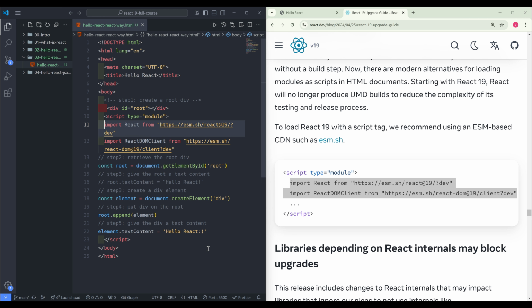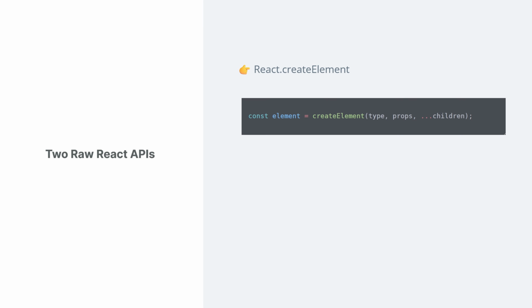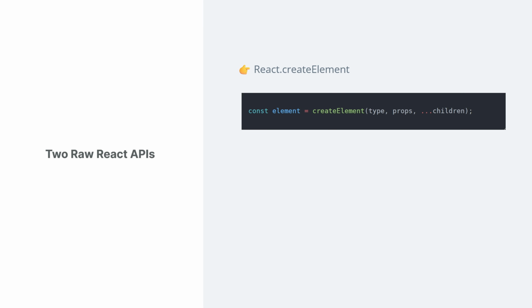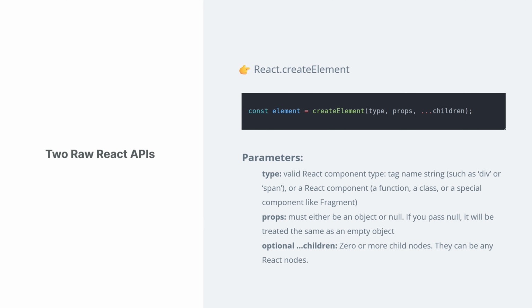This time, we'll use two classic React APIs, createElement and createRoot. createElement can replace JavaScript's document.createElement and allows you to create a React virtual DOM, which we will discuss in future lessons. Its syntax is this. The first parameter is the type, which must be a valid React component type. For now, think of it as an HTML element like div or span.